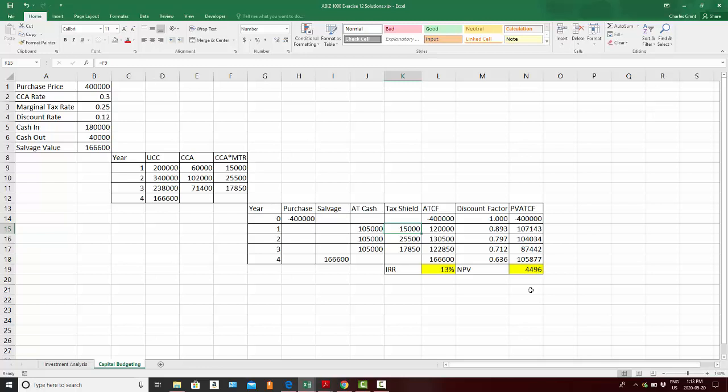And if we want to know what that return actually was, we can go back to the after-tax cash flows and use the equation IRR and then highlight that, and that will tell you exactly what the return has been.